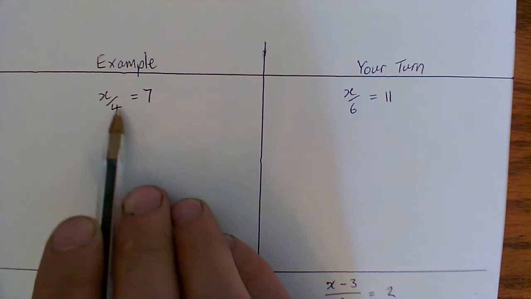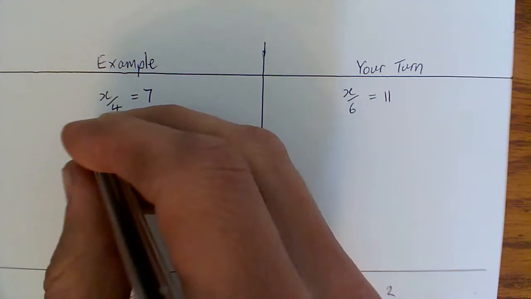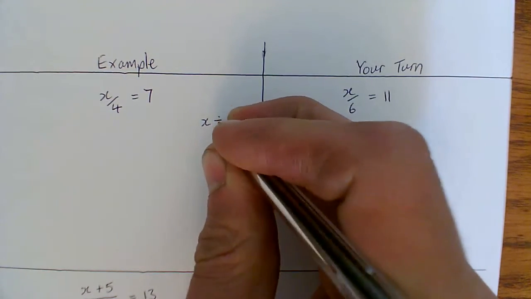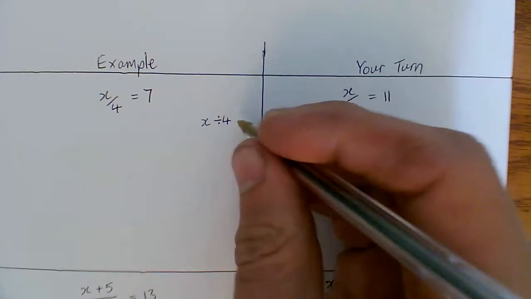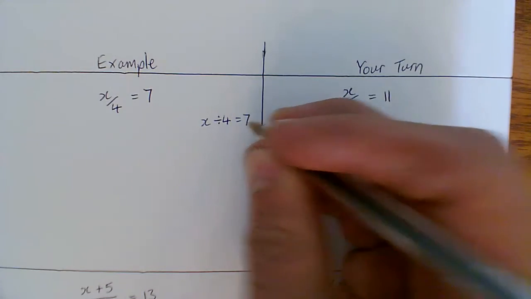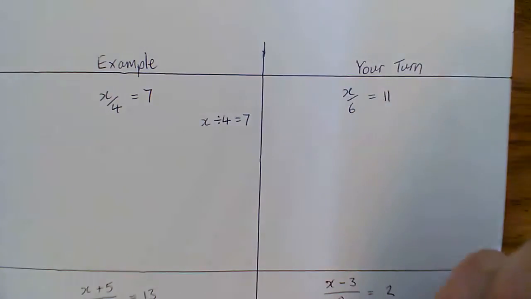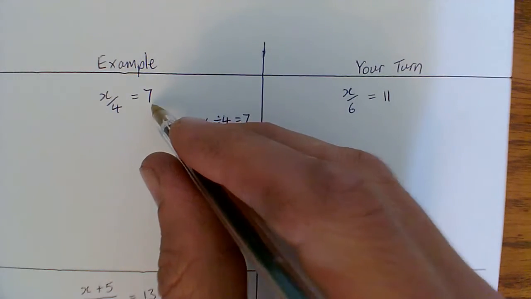So if I write x over 4, that means the same as, now I wouldn't normally write this if I was solving an equation. This is just to show you why we do what we do. x over 4 is the same as x divided by 4 equals 7. So these two equations are in fact the same thing. That gives us a bit of a hint about how we might solve this.